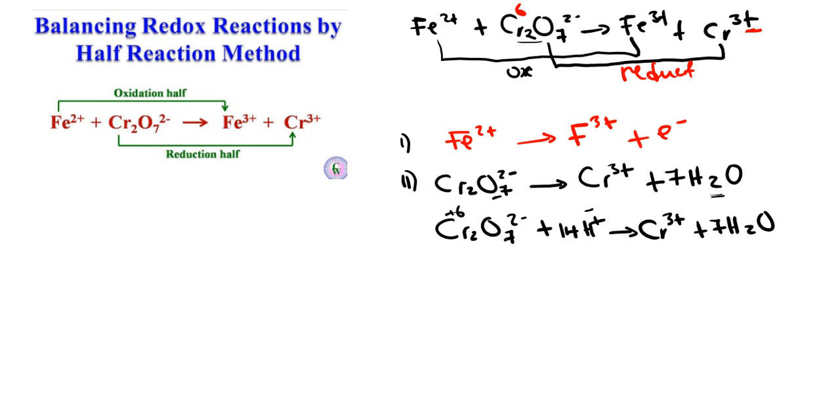So say, okay, we have chromium 2, oxygen 7 there with a negative 2 there on top, then plus 14 hydrogen ion. Okay, you write plus there on top, then plus how many are we adding? We have 18 of them, so we're adding 15 electrons, then giving us chromium 3 plus plus 7 H2O. Alright, so that's how we can approach this.